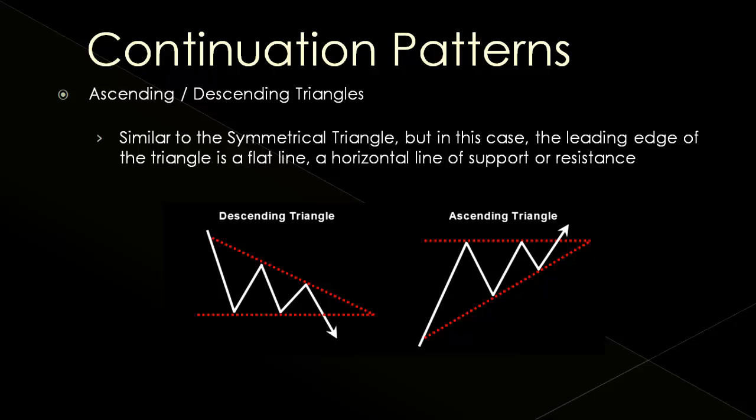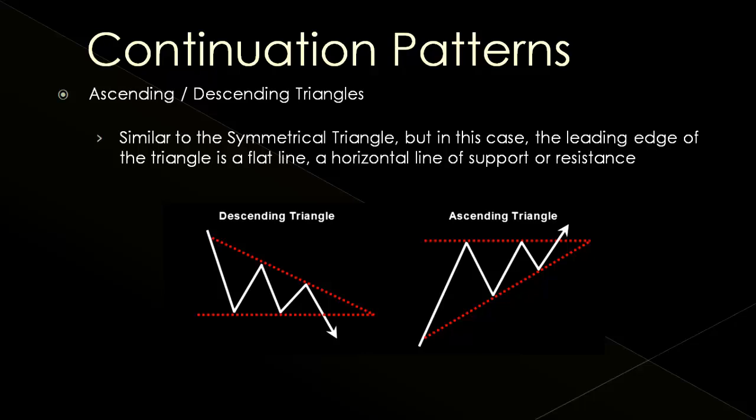On the right-hand side, we have an example of an ascending triangle. In this case, you can see that price was moving upwards. It hits an area of resistance and falls downwards. It then makes a valley and starts rising up again. But it cannot penetrate the previous area of resistance and it falls back downwards.